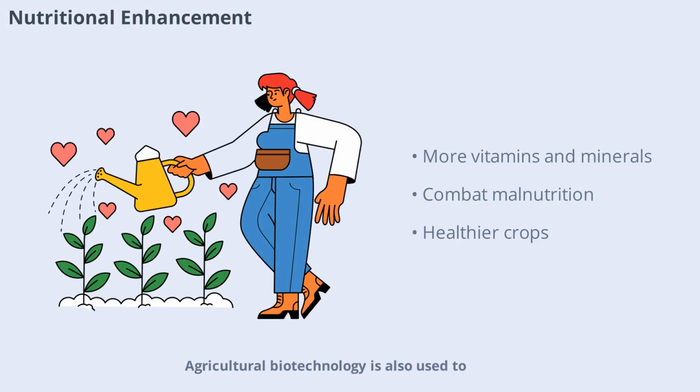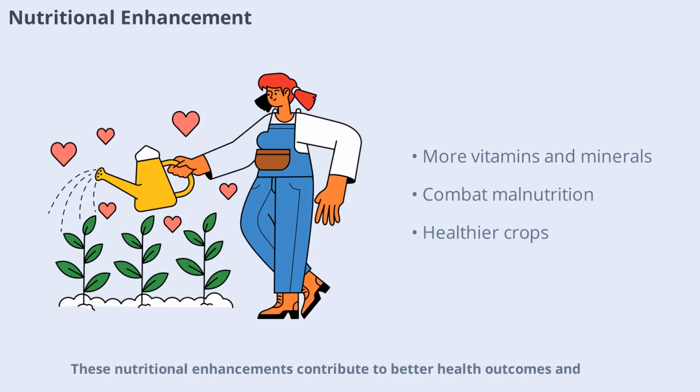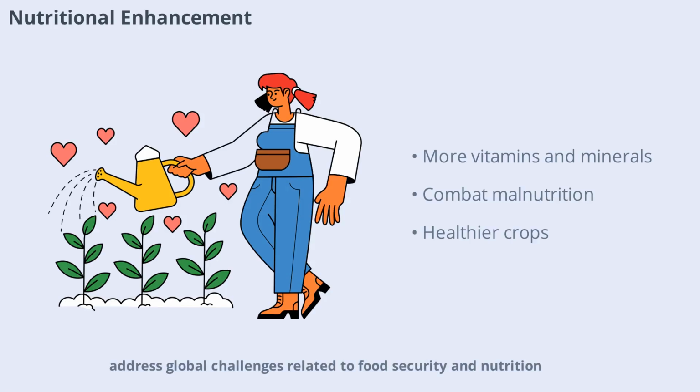Agricultural biotechnology is also used to improve the nutritional value of crops. Scientists can increase the levels of vitamins, minerals, and other beneficial compounds in staple foods. For example, biofortified rice with higher vitamin A content helps combat malnutrition in developing countries. These nutritional enhancements contribute to better health outcomes and address global challenges related to food security and nutrition.